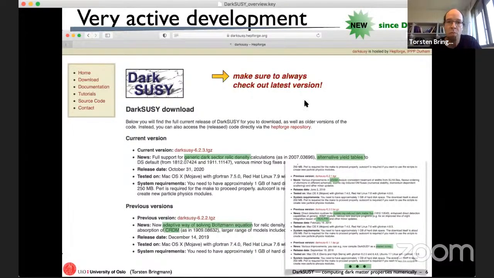Okay, so this is just to give you a brief indication of the fact that DarkSUSY is in a very active development stage. So there's lots of things going on. So if you decide on using DarkSUSY, just make sure to always check out the latest version. And typically, there's actually new physics being added. So it's not just small updates, but at least in recent years, there have been new physics developments that have added new features to the code.